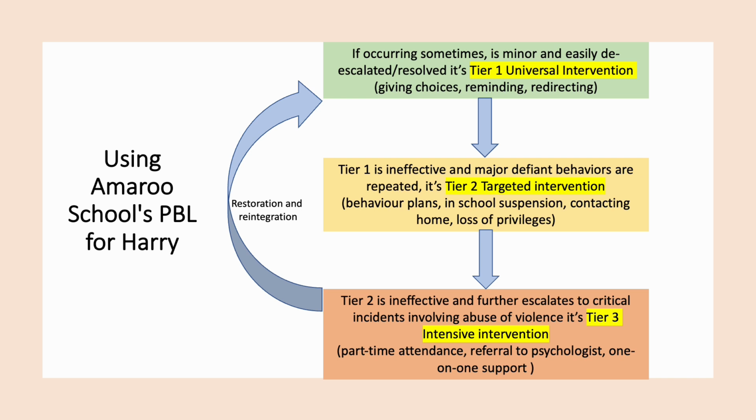If Tier 2 intervention was ineffective, or if Harry's behaviour further escalated to critical incidences and involved abuse or violence, he would require Tier 3 intensive intervention. Actions and logical consequences to support Tier 3 behaviours could include suspending Harry, part-time attendance, referral to a psychologist, one-on-one support, or individual plans. As behaviours escalate through the tiers, it's crucial to be constantly working towards getting Harry back to Tier 1 by prioritising the restoration of relationships and reintegrating him back into a positive and supportive environment.